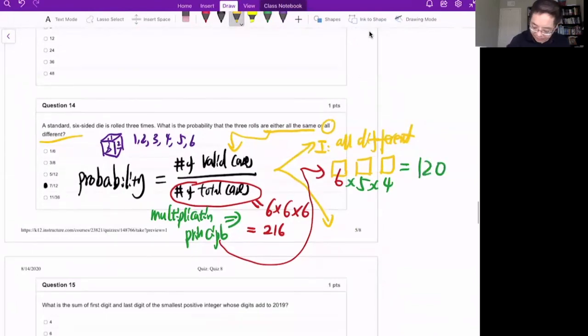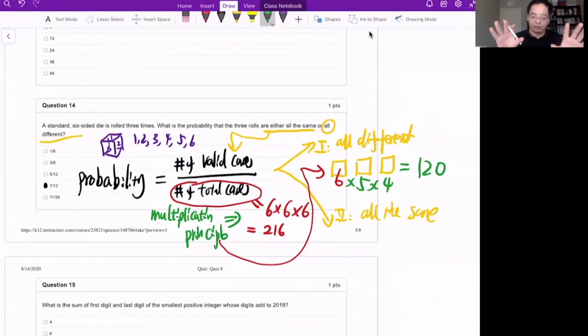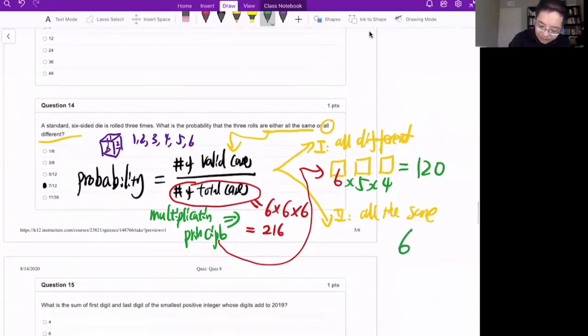And then the second situation is they're all the same. Well, this one is simple, right? We just have 6 possibilities. Either they're all 1, all 2, all 3, all 4, all 5, or all 6. Right, so we have 6 possibilities. Now we just add them together, right? You add these 2 together, so it's 126. Okay, so for the valid cases, this one is 126.